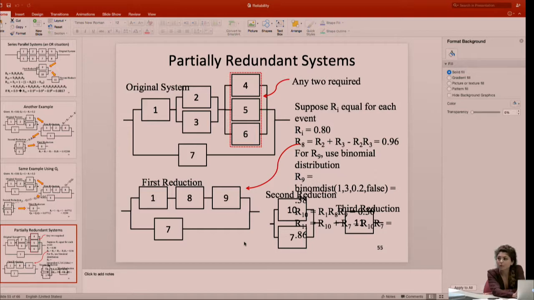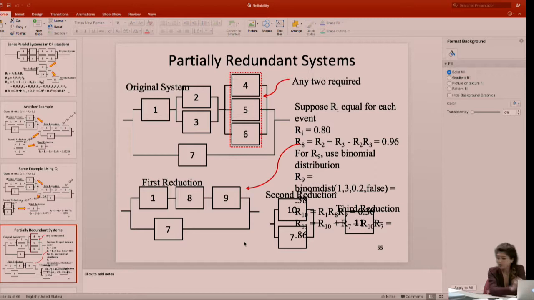So if any 2 components work, then the whole system works, or at least this part of the system works. So you need 2 out of the 3 to work in that system. Then what is that distribution? If I have n trials, the number of successes in n trials is called what distribution? Binomial distribution. So you're dealing with a binomial distribution for the calculation of reliability here, and 7 is parallel to all of these.